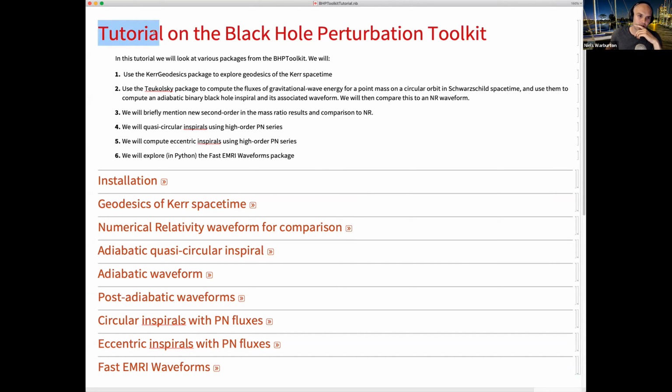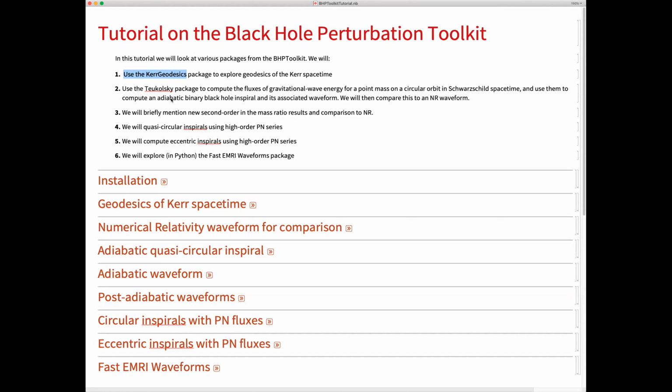Okay, so as I said, the first part of the tutorial is going to be looking at the Mathematica packages and what we can do with those. The goal is to compute waveforms in various different ways. We will first look at installation, but then we will look specifically at the Kerr-geodesics package, which is the base for many of these things. If you want to compute the gravitational waves, you need to tell it for which orbit. So we'll take a quick look at that.